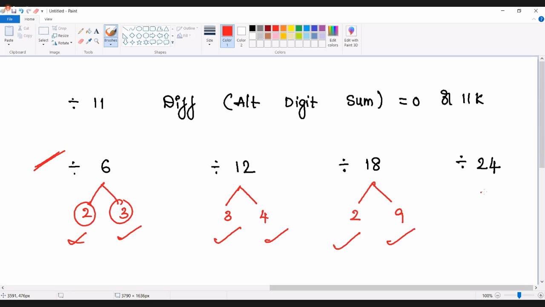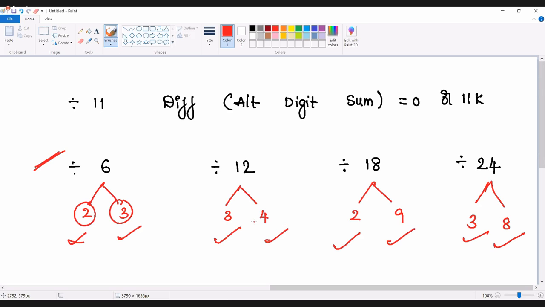So for example, if it is 24, how can we write 24? We can write it in so many ways: 2 into 12, or 3 into 8, or 6 into 4. But you have to choose a pair which does not have any common factor other than 1. So 24 I can write as 3 into 8, 3 8s are 24. 3 and 8 are co-prime numbers.